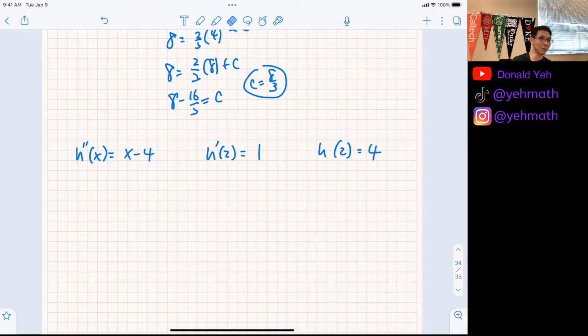Because if you don't find out, it's going to be c. And if you integrate that c, it's going to be cx. Then it's going to be c1x plus c. Then you have to find out two c's. It's too difficult. So find one c at a time.